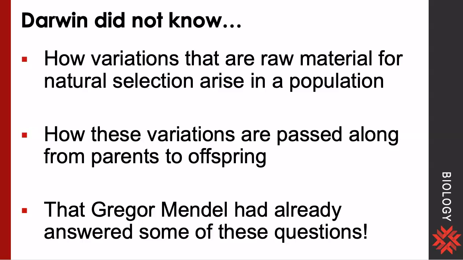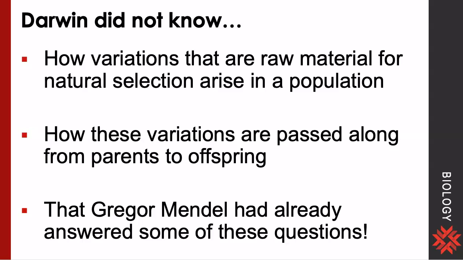We know from Biology 3012 that this variation is because of differences within our genes, within our DNA. And we know that these traits are handed down from one generation to the next as we hand that DNA from us down to our offspring.